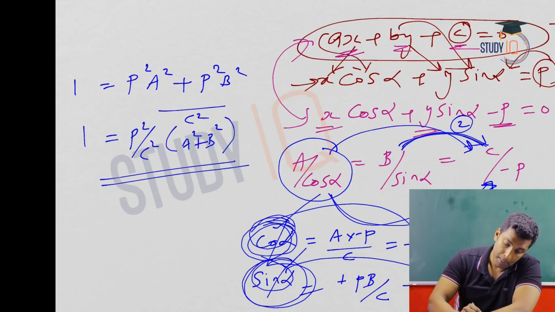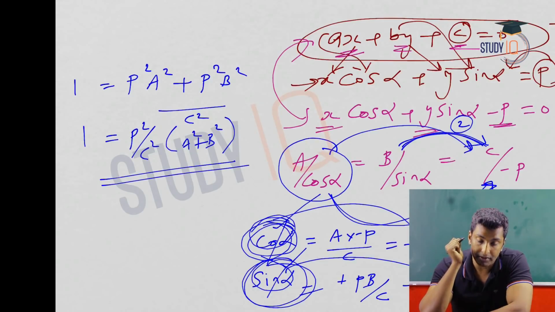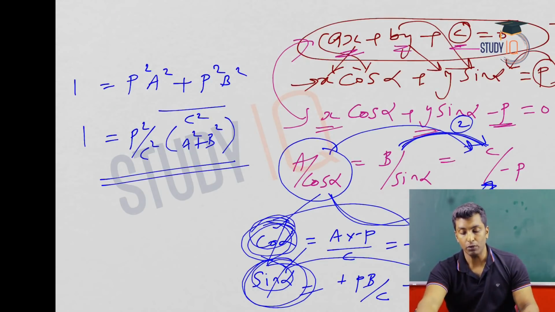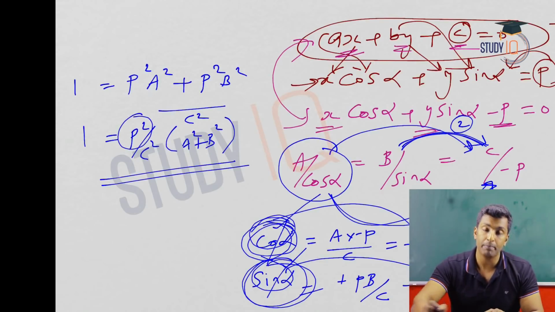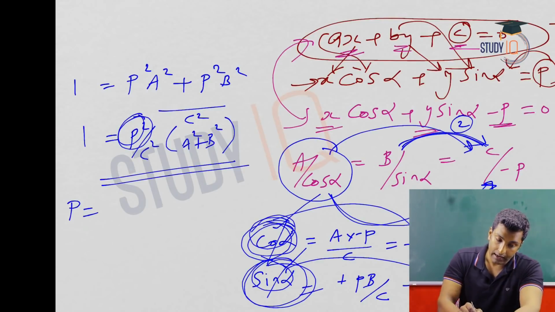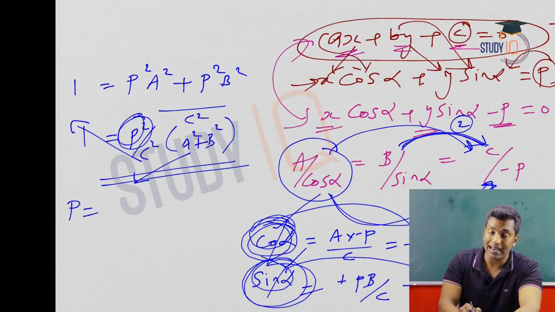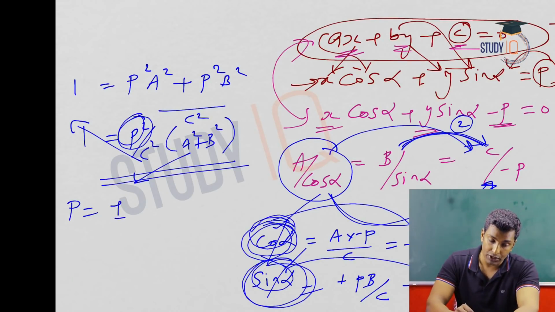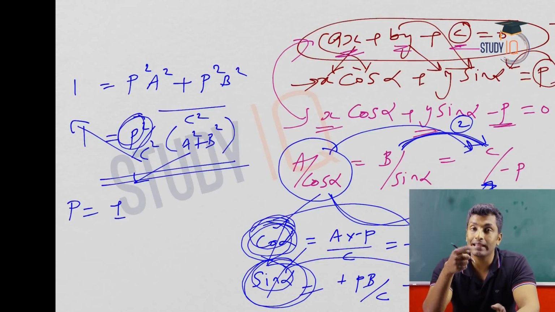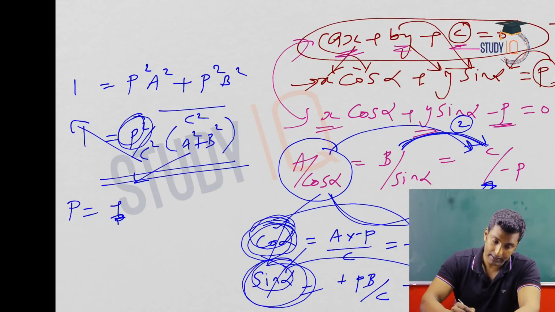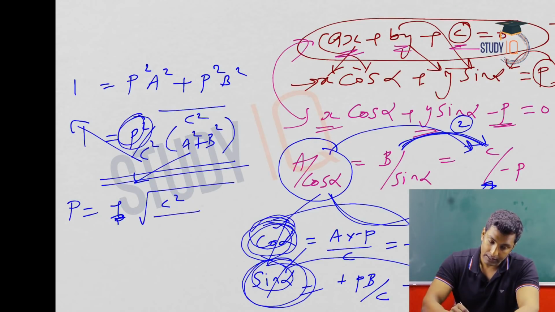Okay. So from this, can you get p? That is a question. So I got 1 is equal to p square by c square into a square plus b square. I want you to find p here. So what is the value of p? See, p square will be, clearly, c square will go to the top and a square plus b square will come to the bottom. That is p square. So p will be plus or minus. Now I don't want to take minus here because p is the length, and length can't be negative. So it's only plus root of c square by a square plus b square.